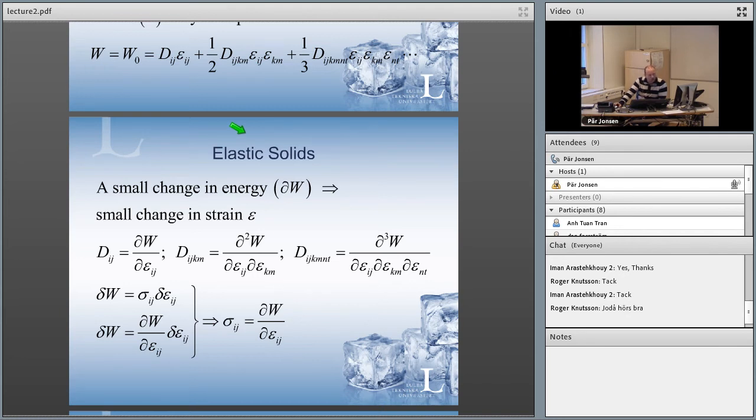So this is another way of showing how this works. You had it also for the development of the strain energy, where you got the stress tensor from this relation here. So I just want to show you another way than the book is working. So you can go both ways.